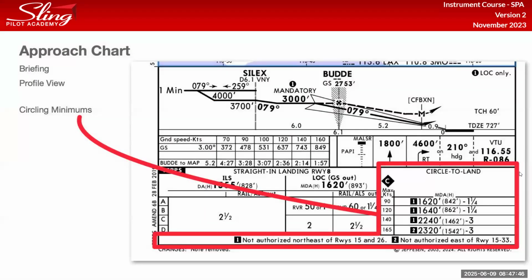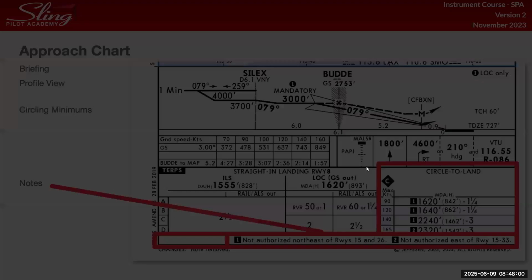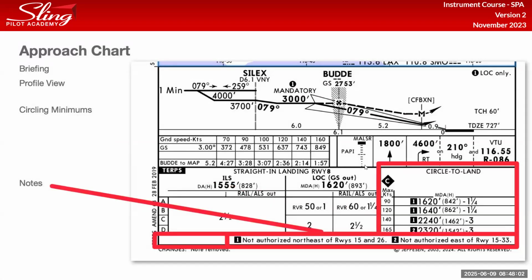Our circle-to-land minimums. Why would we do a circle to land? Well, maybe for the runway, the ILS 8, the winds don't favor that runway. So we're going to circle to land on the runway where the winds favor. When would you use the circle to land? I've read about it in school, but what does it look like?